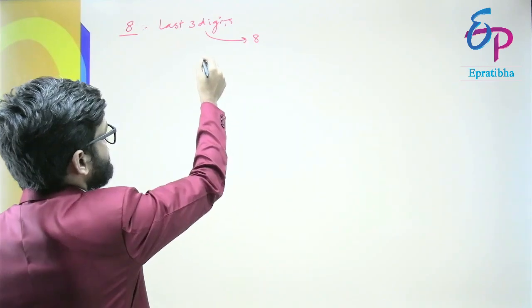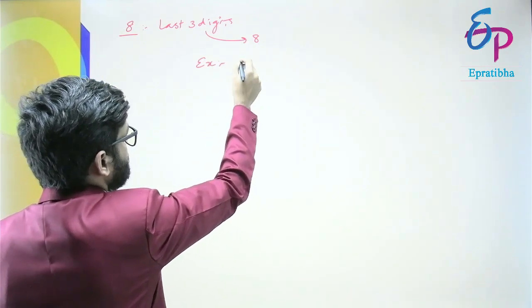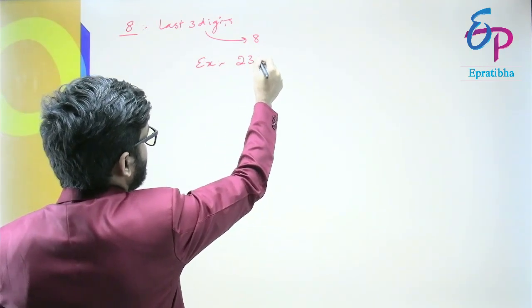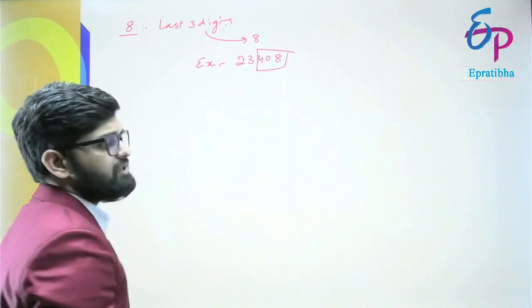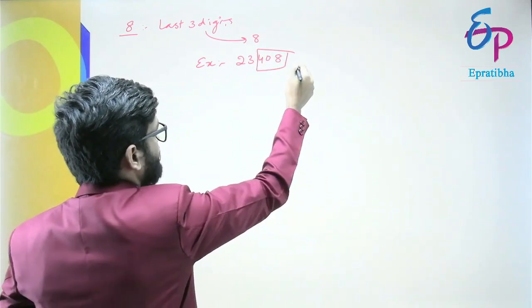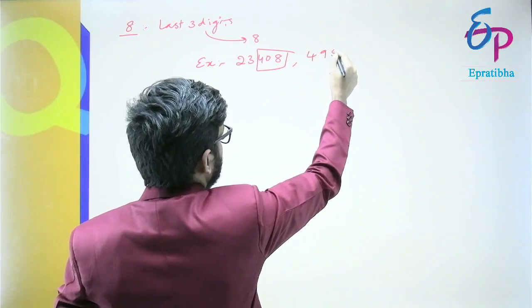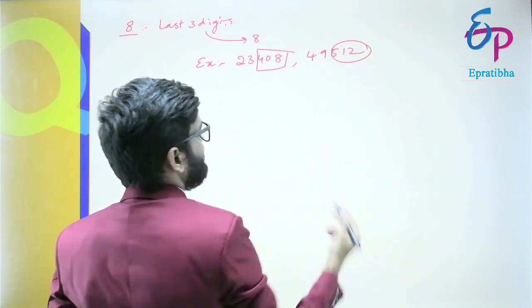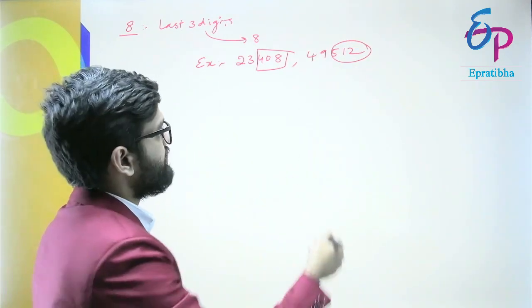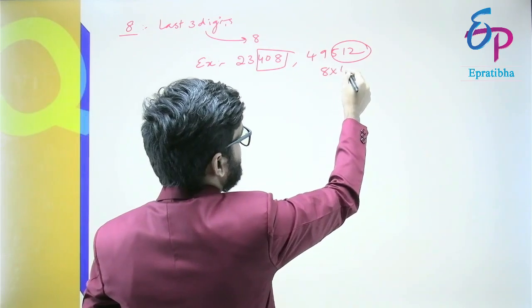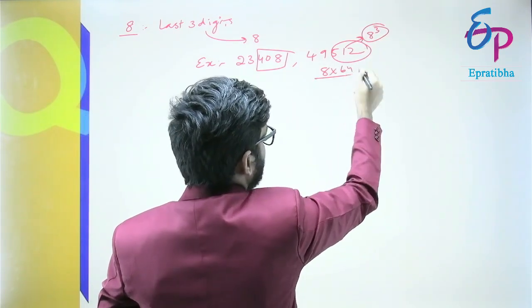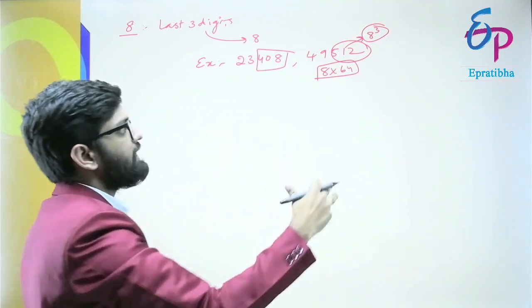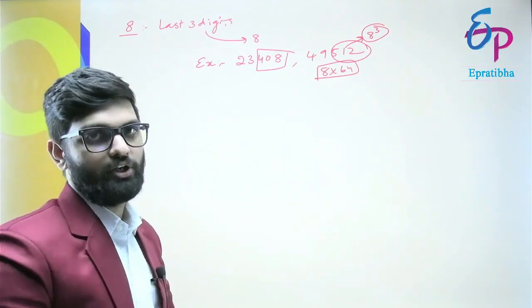If you take one example, 23408: 408 will come in the 8 table. Yes, it will. If you take 49512, 512 will come in the 8 table. Yes, 512 is nothing but 8 into 64, right? This is nothing but 8 cube. So 512 will come in the 8 table. So if you check the last 3 digits, it is more than enough.